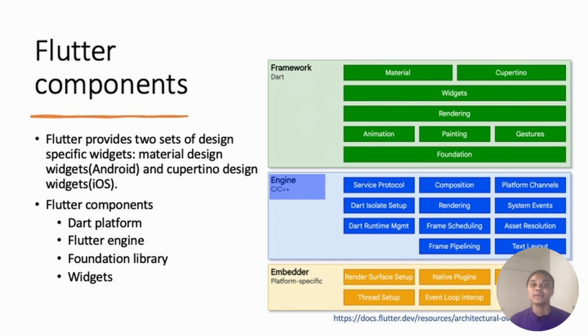Next is the engine. The Flutter engine is at the core of Flutter. It is written in C++ and provides low-level implementation of Flutter's core APIs like Dart runtime, text layout, and graphics. Now, the Flutter engine is exposed to the Flutter framework using the Dart UI API. The Flutter framework is what developers are exposed to. It is written in Dart and it contains various components like the material and component designs, the widgets, the rendering layer, animation, painting, gestures, and the foundational libraries.